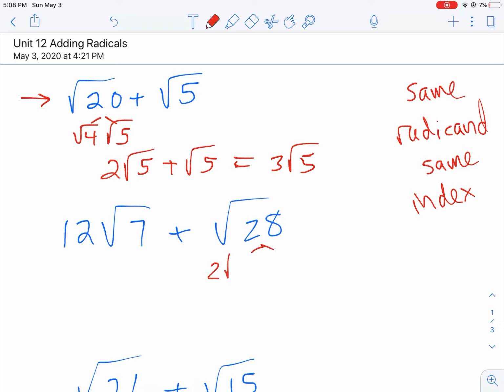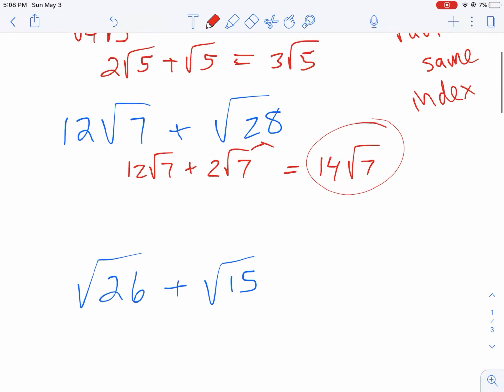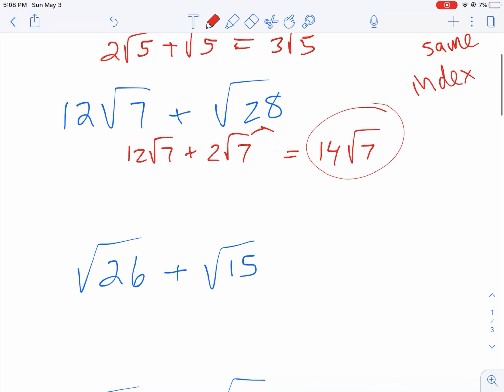12 root 7 plus root 28. So root 28 is really a 7 times a 4, so it's really 2 root 7. So 12 root 7 plus 2 root 7, so I'll get 14 root 7.